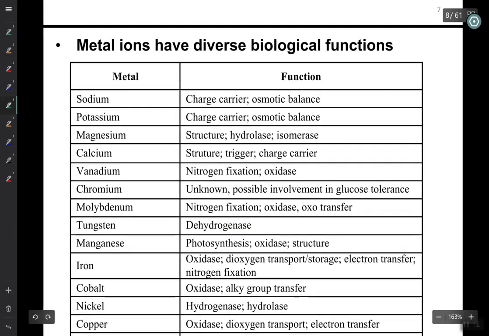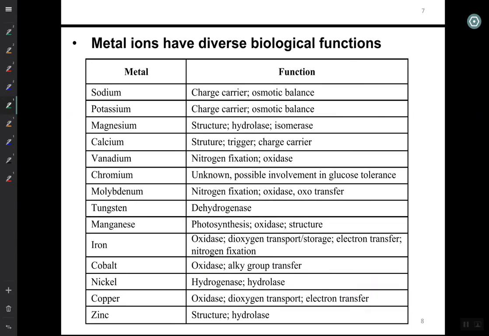So you probably know that metals are essential in living systems and that they carry out many different functions. So some of these metals you're quite familiar with: sodium, potassium, calcium, iron, copper, zinc, but there are others that you might not be as familiar with. So things like chromium, molybdenum, vanadium, tungsten, they all play very specific roles in many different biological reactions. So that's why they're important. That's why we study them.